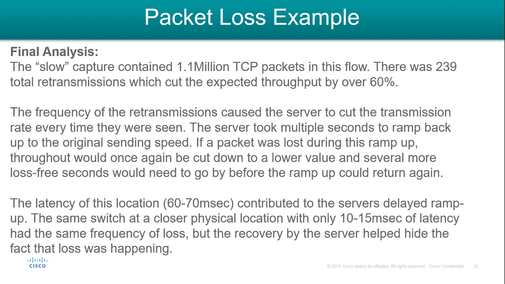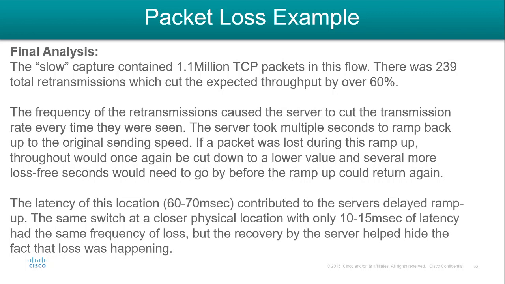And what was happening here was that the frequency of the retransmissions caused the server to cut back its transmission rate every time they were seen. The client would send a window size update saying, hey, let's bring the window right back up to 3.1 megs. I can handle more data if you're willing to send it to me. But instead, in order to conserve bandwidth, the server chose to slow down even though the client was asking for higher speeds.